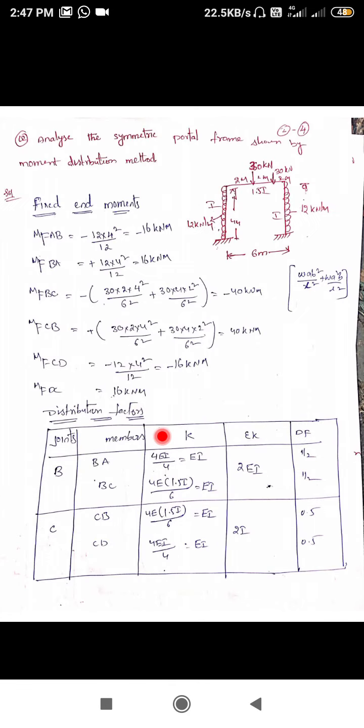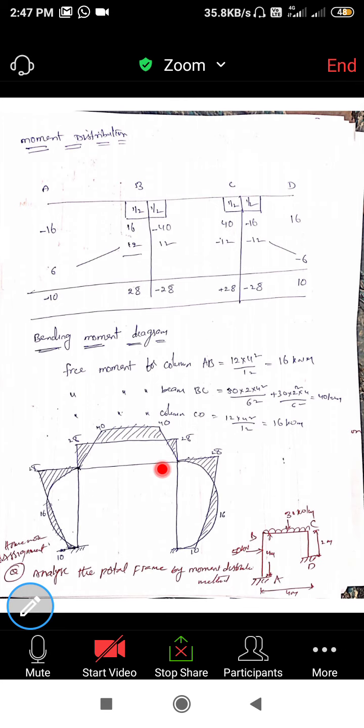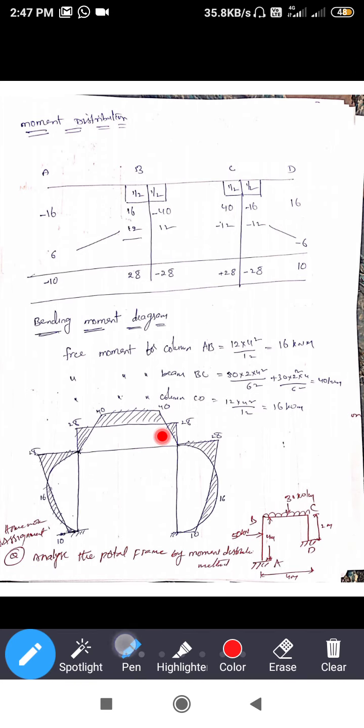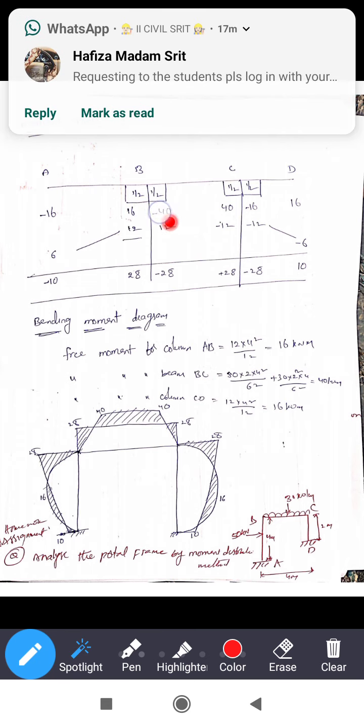At A we have the moment force minus 16, B is plus 16, again BC is minus 40, CB is 40, CD is minus 60, DC is 16. We got these previously, and these values are entered there. So next, first of all, we can add these two values.